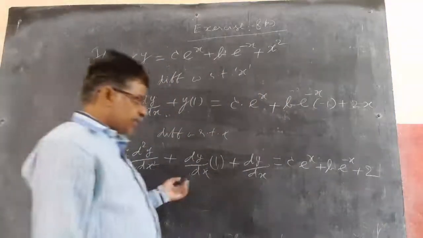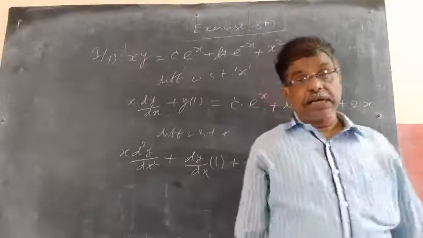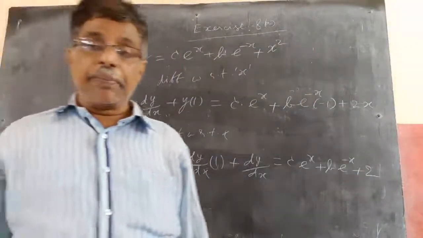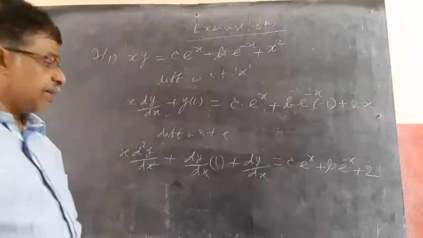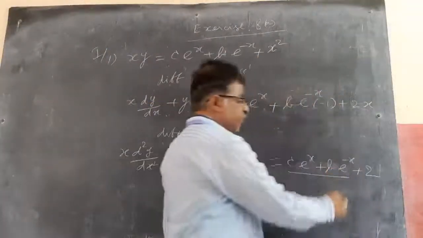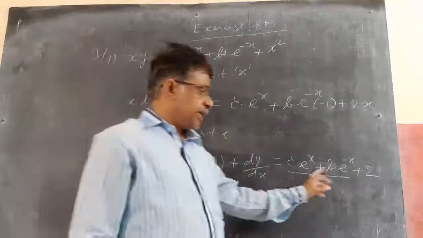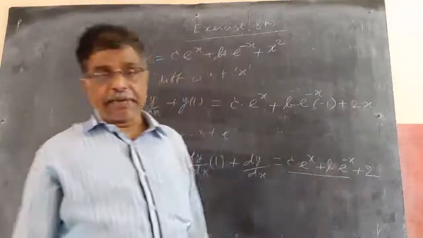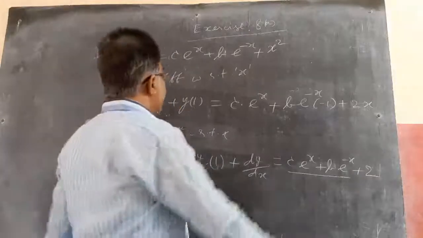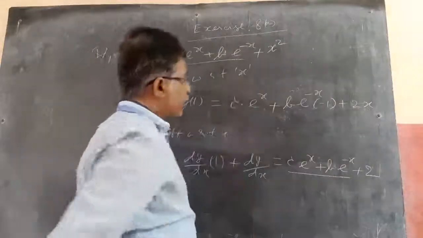Now after differentiating that many times, you need to eliminate the arbitrary constants. Arbitrary constants means here the constants c and b. You need to eliminate c and b. How do you eliminate? You can use equation 1.